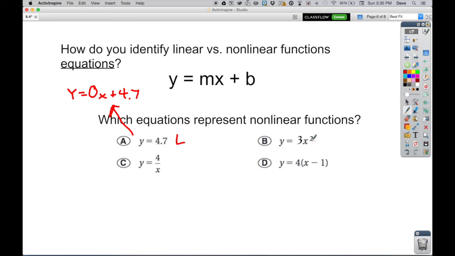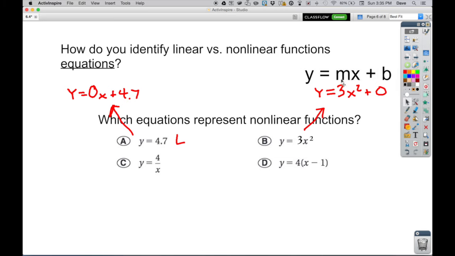Now let's take a look at b. All right, b, we've got y equals 3x squared plus 2. So you might think, oh, we could do this like the last one then. Let's fill in that missing number with a 0. So you might do something like this: y equals 3x squared plus 0. Okay, but this still doesn't fit. This doesn't work for us.